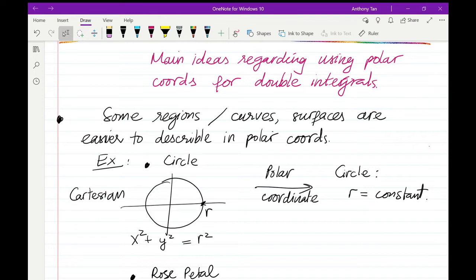And some regions or some curves are particularly suited for using polar coordinate. For example, if you want to integrate over a region that looks like a circle, then a circle can be really easily described in polar coordinate as r equals a constant, right? Because a circle has a fixed radius. So instead of using x squared plus y squared equals r squared in Cartesian coordinate, we can describe the same circle very succinctly by just saying the radius equals a positive constant.